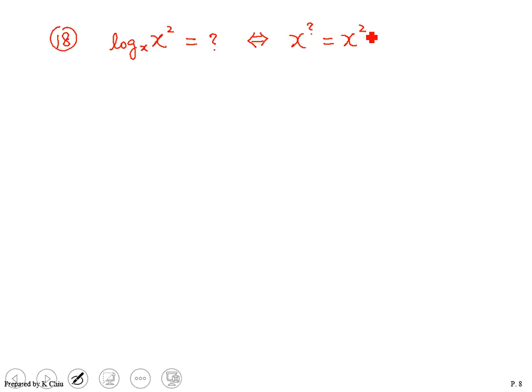So now, hope that I can see that better. I have two exponential forms. They are equal, and they share the same base. So that means the exponent must be the same. So what can we tell about the question mark? The question mark is equal to 2. So let's summarize that. Therefore, the log x squared with the base x is equal to 2.